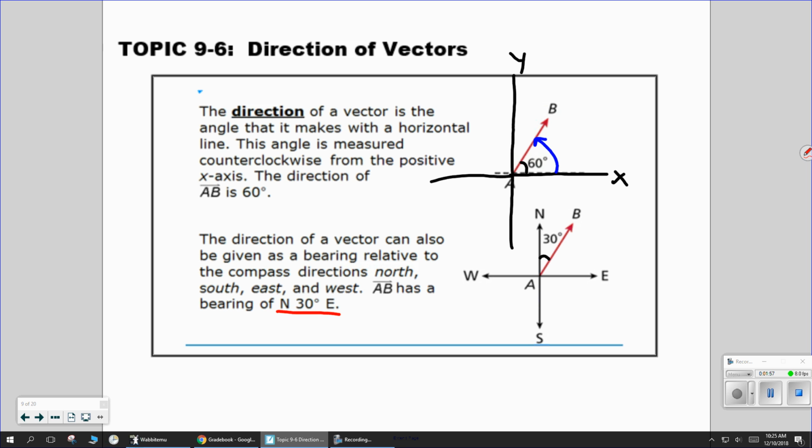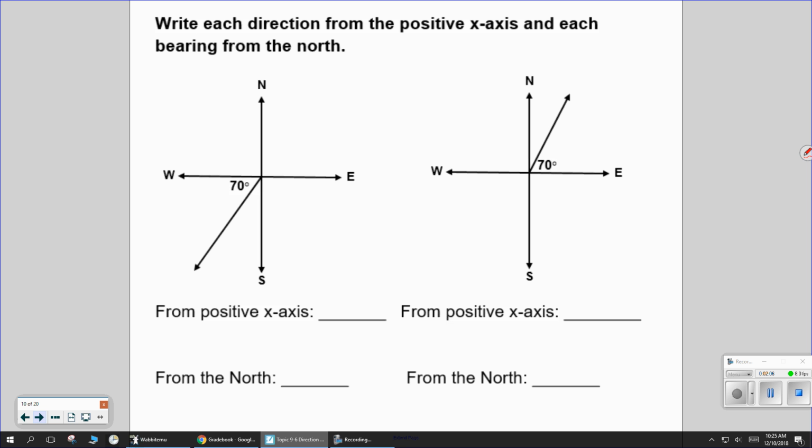And so we're going to practice just writing down what these directions are based on their compass bearings or their direction from the positive x-axis. So let's write each direction from the positive x-axis and each bearing from the north. So here is my vector, in green. And I want to first write its direction from the positive x-axis.